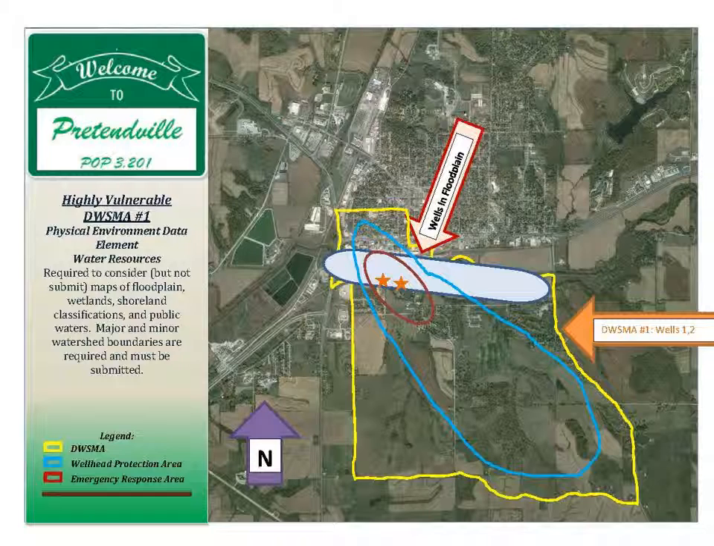We would also want to have a map of all the transportation corridors, gas and oil pipelines, storm sewers, and sanitary sewers, because if a spill or leak happens, that could contaminate the wells.